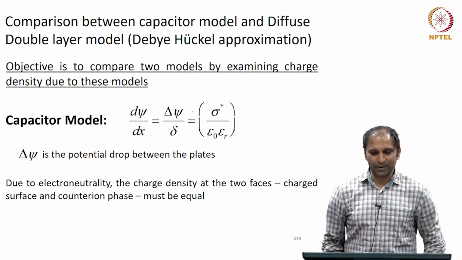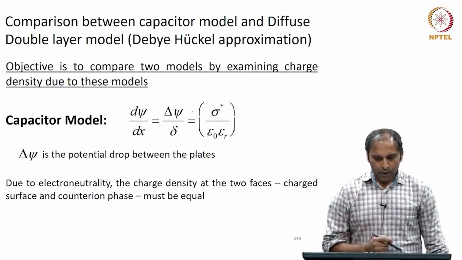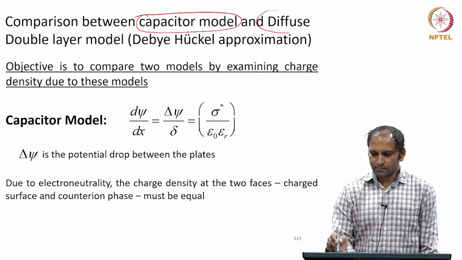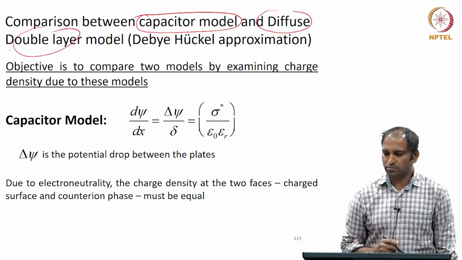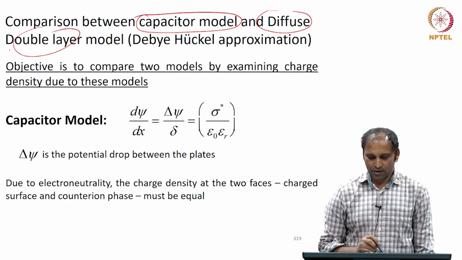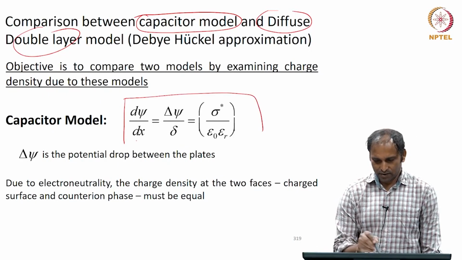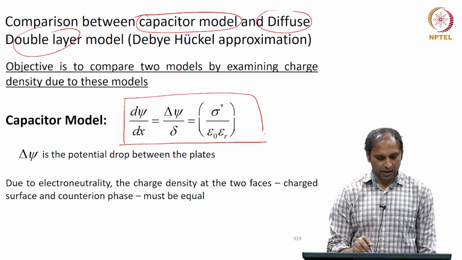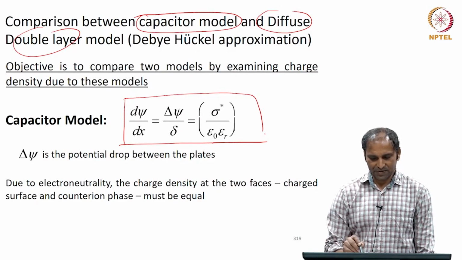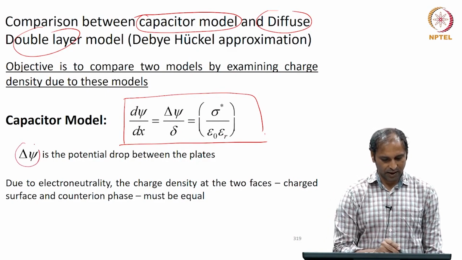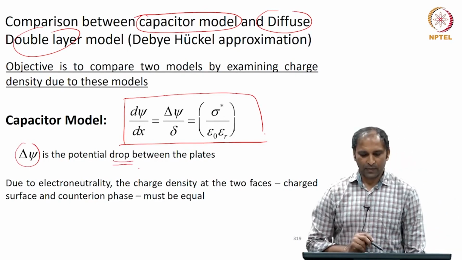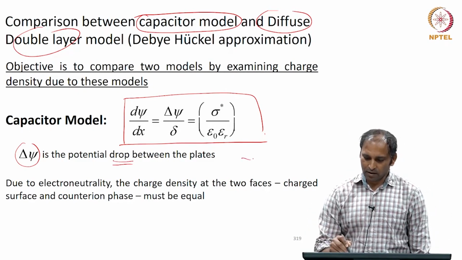Now what I want to do is a simple exercise where we would like to compare the capacitor model and the diffuse double layer model. Okay. So, this is what we had derived earlier, that is d psi by dx is equal to delta psi divided by delta is equal to sigma star divided by epsilon naught epsilon r, where delta psi is the potential drop between the plates.